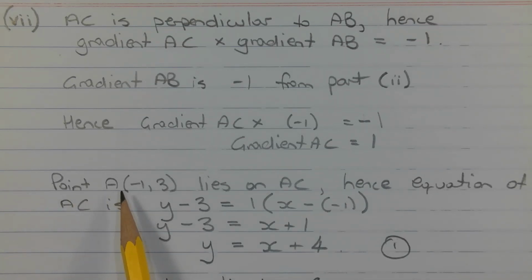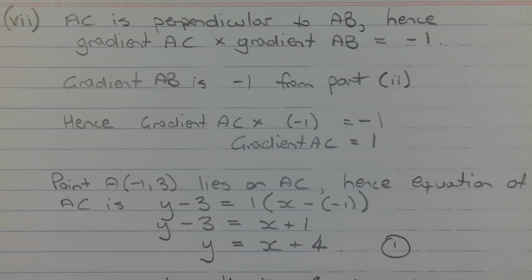Now the point A(-1, 3) lies on AC. Since we have a gradient and a point, we can use the point gradient formula to find the line through AC. So the equation of AC is given by y minus 3 equals 1 times (x minus -1). Expanding the brackets on the right hand side, we get y minus 3 is equal to x plus 1. And then moving the -3 on the left hand side over to the right hand side and collecting like terms, we get y is equal to x plus 4. I'm going to call this equation number 1.